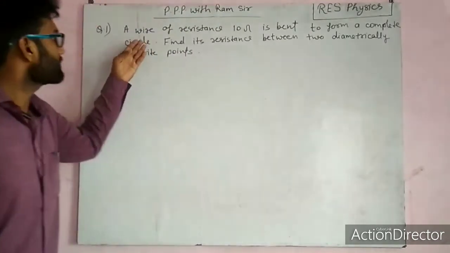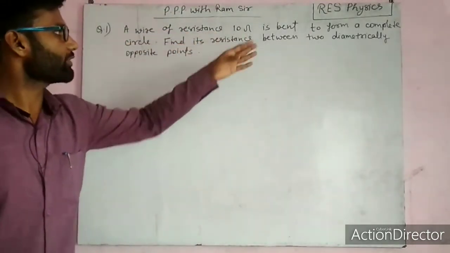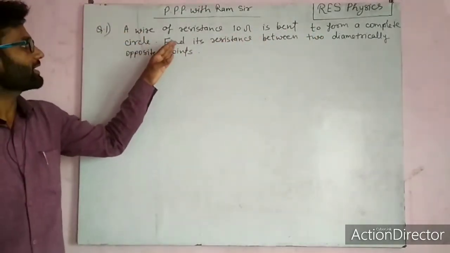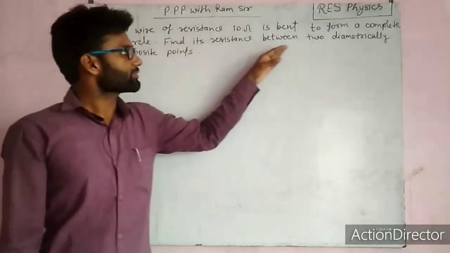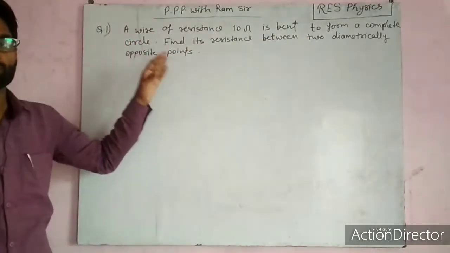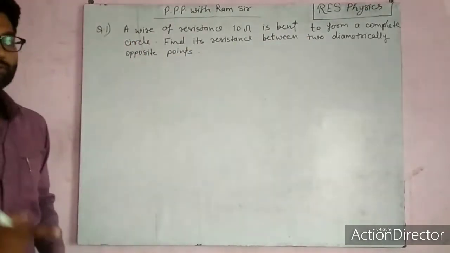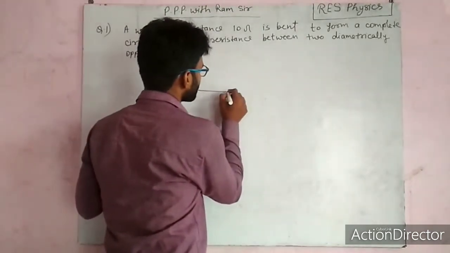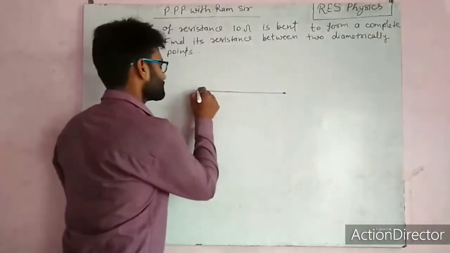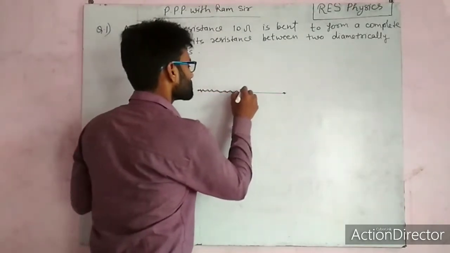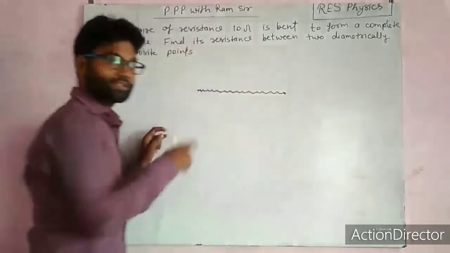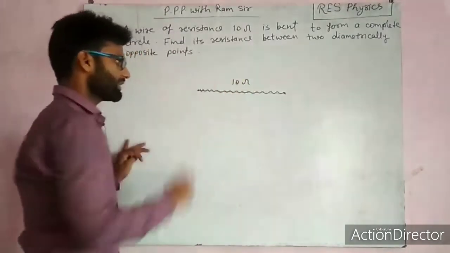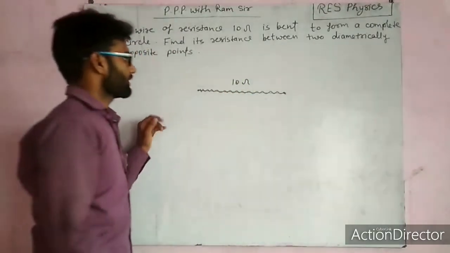As we can see here, a wire of resistance 10 ohm is bent to form a complete circle. Find its resistance between 2 diametrically opposite points, right? That means one resistance wire is given, something like this, whose resistance is 10 ohm. The resistance of the complete wire is 10 ohm, right?